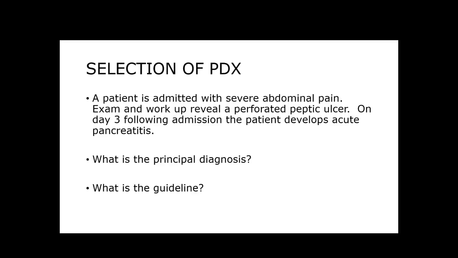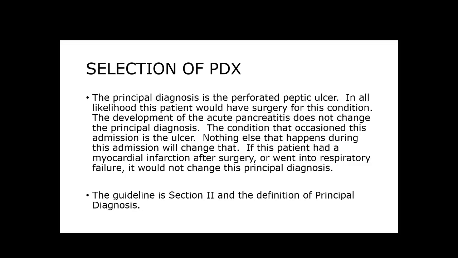Now in this one, a patient's admitted with severe abdominal pain. Exam and workup reveal a perforated peptic ulcer. On day 3 following admission, the patient develops acute pancreatitis. So what's the principal diagnosis? What is the guideline? The principal diagnosis is going to be that perforated peptic ulcer. Very probably with a perforated peptic ulcer, they have to do surgery on this patient, and they have to go in and do a gastric resection for that.